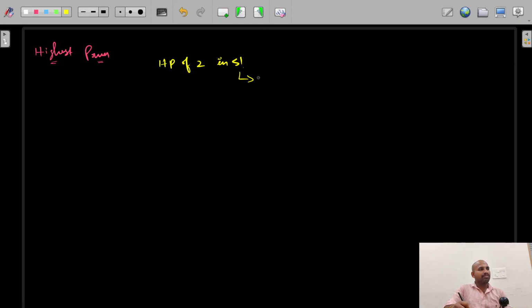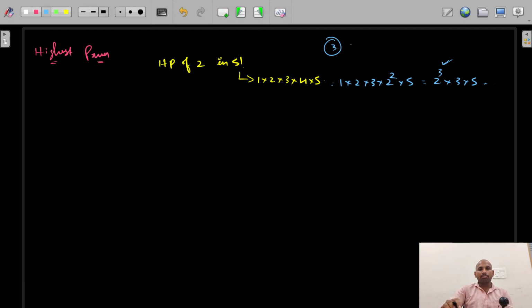I can expand 5 factorial as 1 into 2 into 3 into 4 into 5. I can rewrite this as 1 into 2 into 3 into, instead of 4, 2 square, into 5. With the same base, I can add the powers, and eventually it will become 2 cube into 3 into 5. This is the prime factorization of 5 factorial, which is equal to 2 cube into 3 into 5. I can see the highest power of 2 here is 3. So the answer for this question is 3.